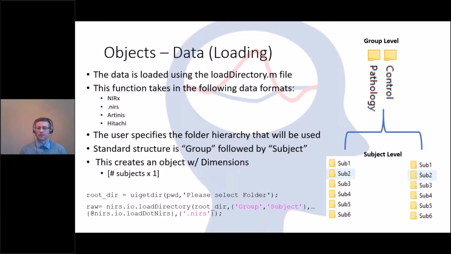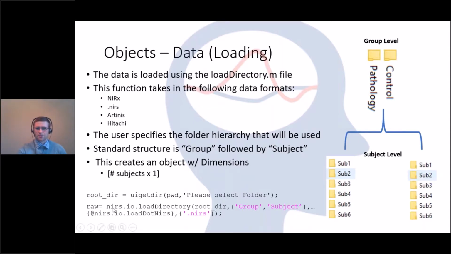To actually call it, I'm going to open up the folder that houses the control or pathology. If you can picture an experiment folder that houses that, I'm going to open it to that level. I'm going to create a root directory by using this built-in MATLAB code, which gives you a pop-up and asks you for your working directory, PWD, asking please select folder. So the pop-up comes up, you select the folder, and you stop wherever you have the group level.